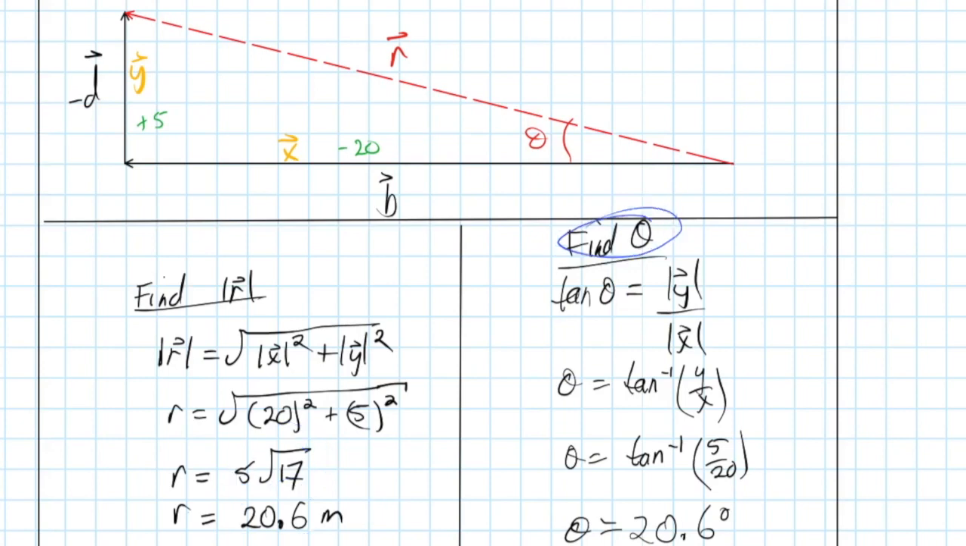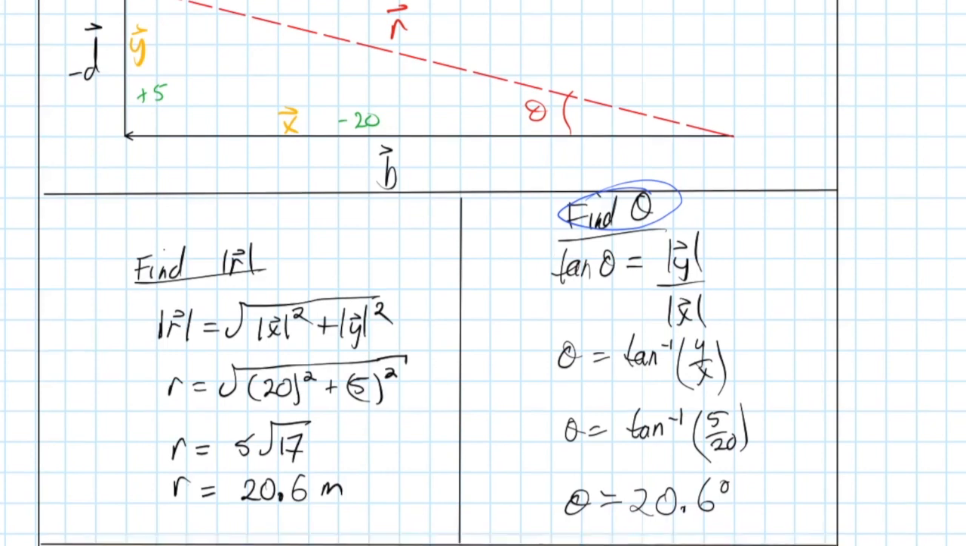Finding theta, again, tangent, and the reason is that we could have made an error when calculating r. So we're going to stick with side y and side x. Since theta is over here, the opposite side is y and the adjacent side is x. Tan theta is equal to the magnitude of y over the magnitude of x, so theta is the arctan of y over x. Therefore, theta is equal to the arctan of 5 over 20. Theta is equal to 20.6 degrees.